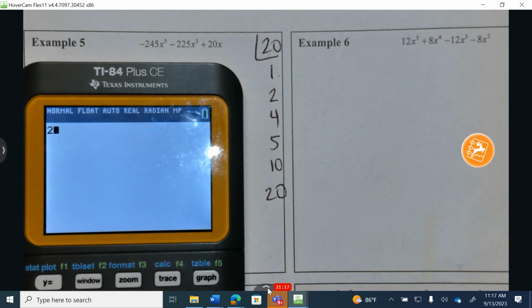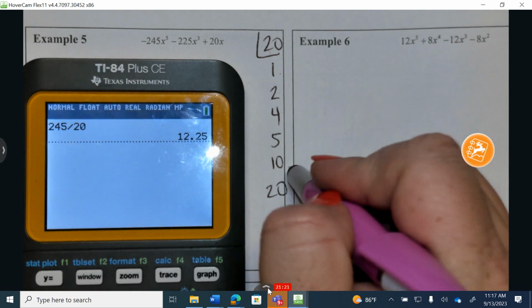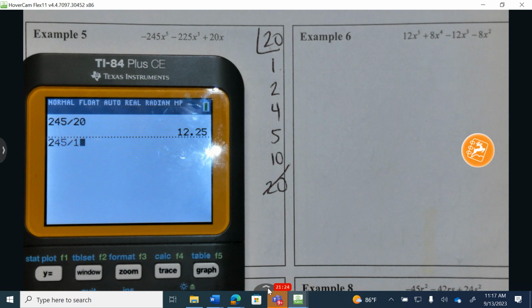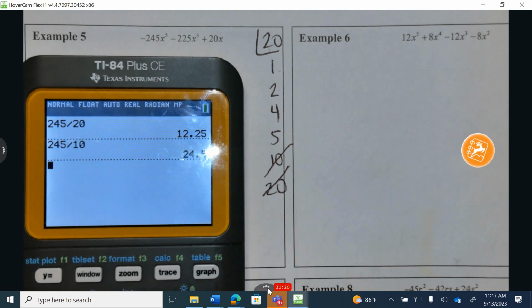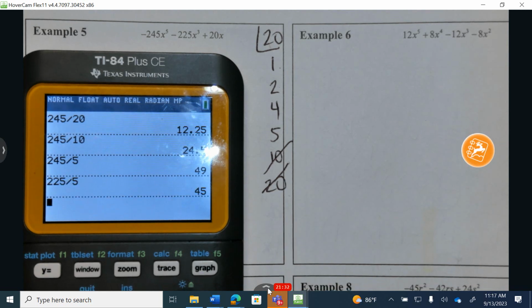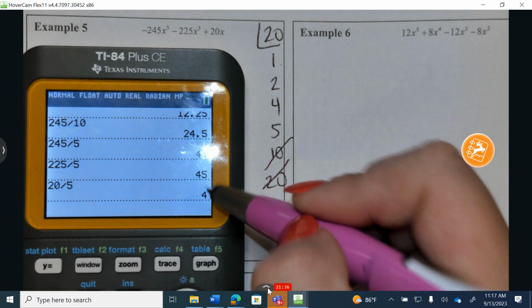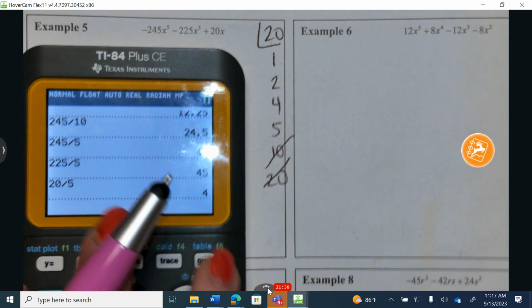So I'm going to type in 245 and divide it by 20. If I don't get a nice whole number, I cross it out. 245 divided by 10, it doesn't work as well. But 245 divided by 5 works. When it works for 1, then I'm going to check the next. 225 divided by 5, it works. And 20 divided by 5, it works. So I'm able to factor out a 5 from every term.